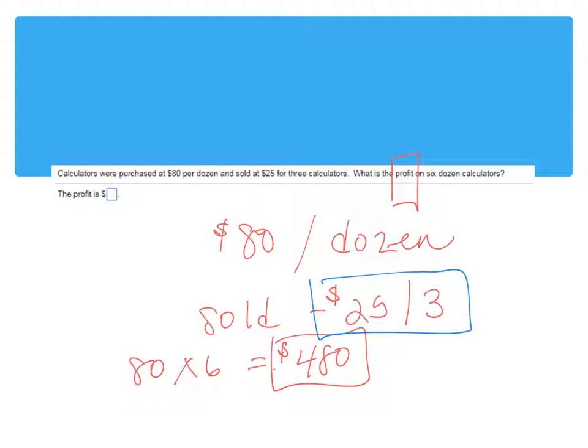There are actually 24 groups of 3 when you've got 6 dozen calculators. So we can take that 24 and multiply it by 25 because we're making 25 on every group of 3. So we actually made $600, but remember we had to pay $480. So what's our profit?